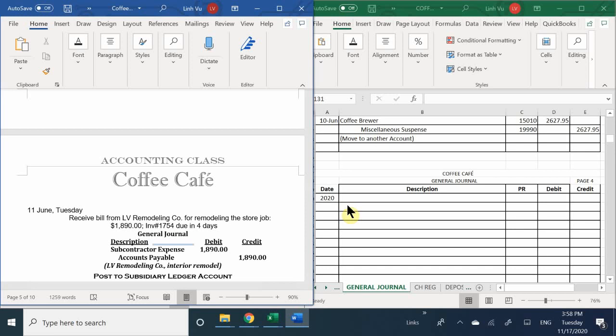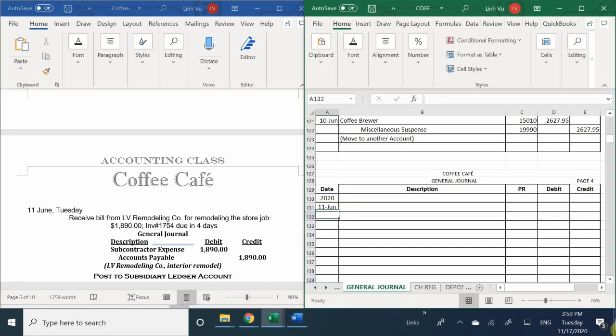$1,890. All right. And because this is considered a subcontractor job, because we know we hired them to do interior designing for us, it's going to be considered a subcontractor expense. Okay. So that being said, what account number is the subcontractor expense? Let's see, where is this one hiding? 6510. Good. All right. Because they billed us for the full amount of 1890, and this is a bill.